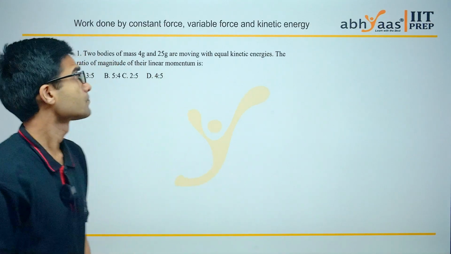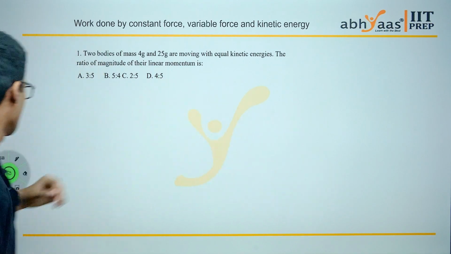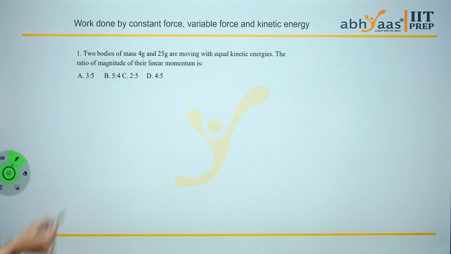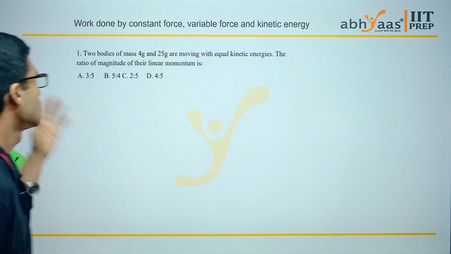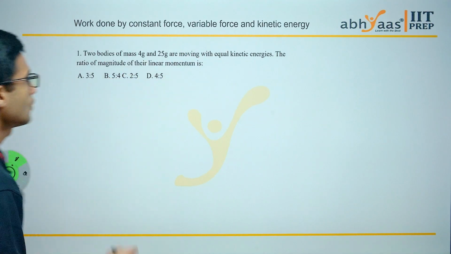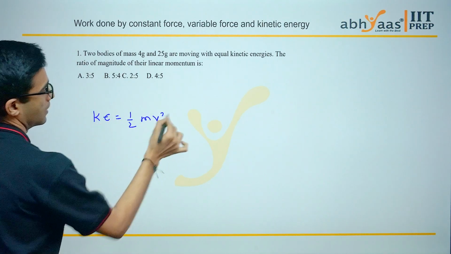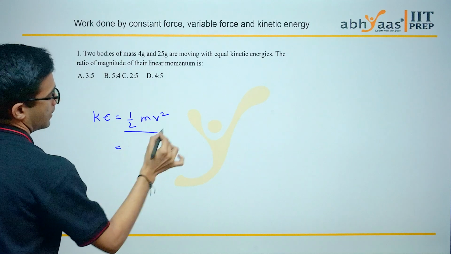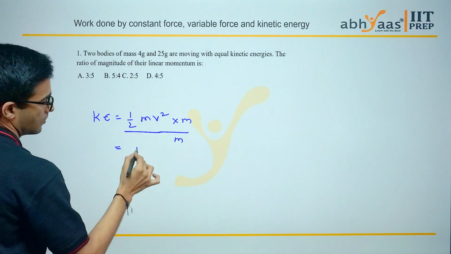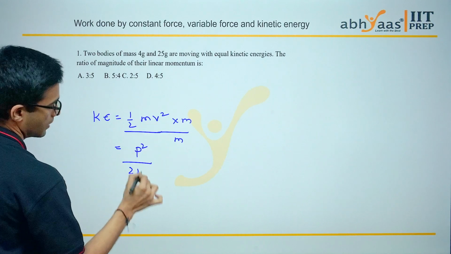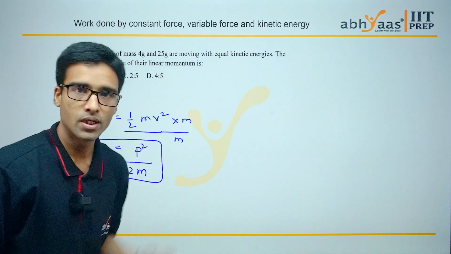First concept is work done by constant force, variable force and kinetic energy. Here, if you observe, two bodies of mass 4 grams and 25 grams are moving with equal kinetic energy; find the ratio of the magnitude of the linear momentum. We know kinetic energy K is equal to half mv square. If you multiply mass in the top and bottom, you get m square v square, that is P square, so K is equal to P square by 2m. This is the relationship between kinetic energy and linear momentum P.